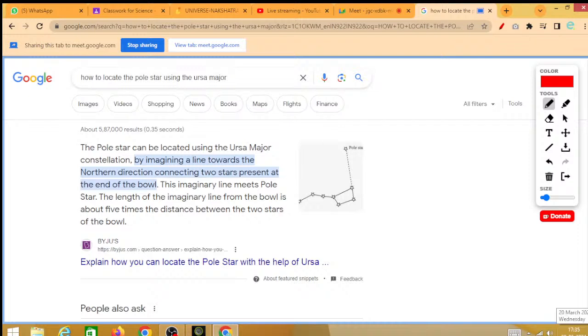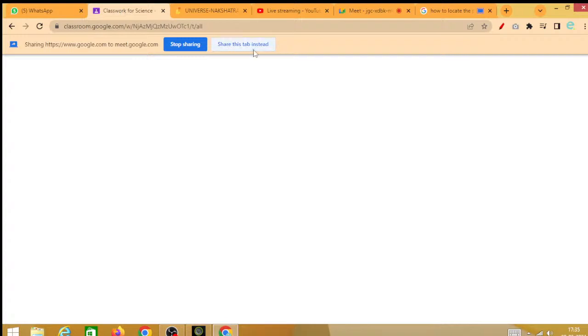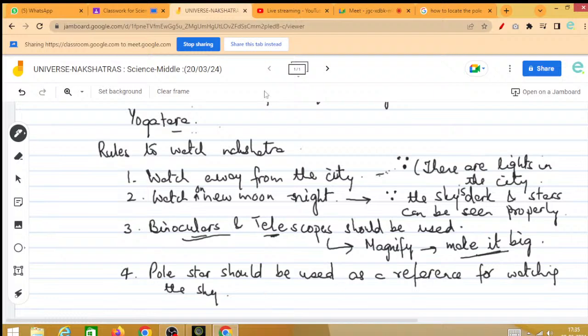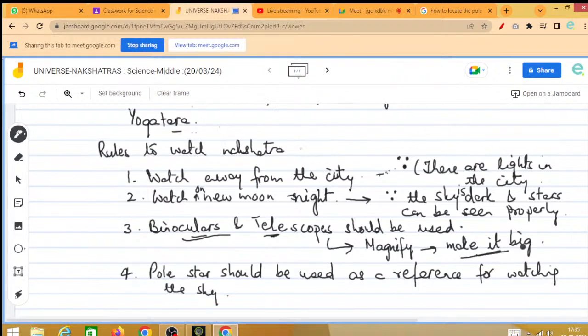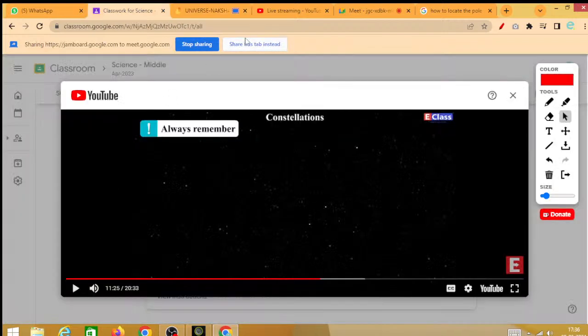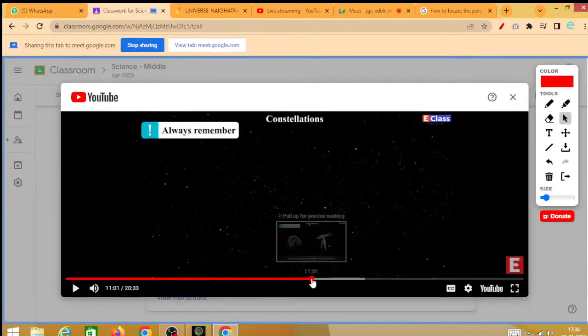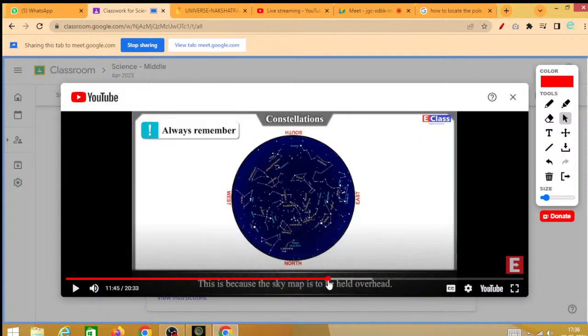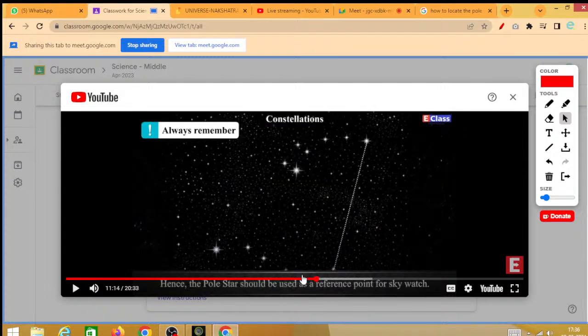So we should first identify where the pole star is, and then we should try to identify different nakshatras. First understand how to identify the pole star and then use it as a reference. Then next is start from the west. Why are they saying that? Ma'am, because the stars in the west set early, so we can see the constellations easily.